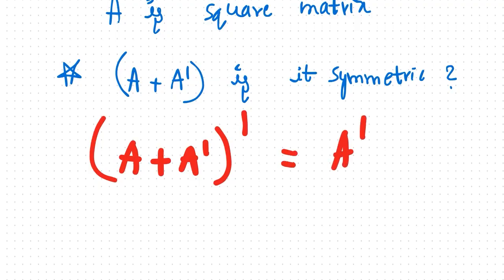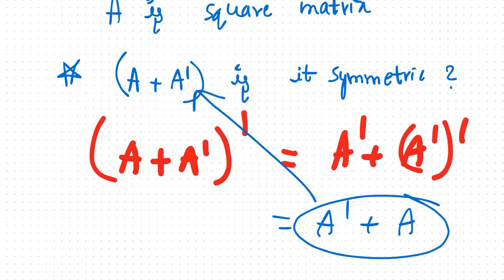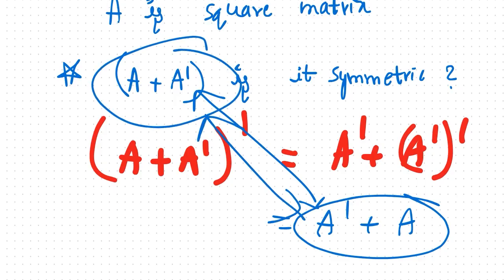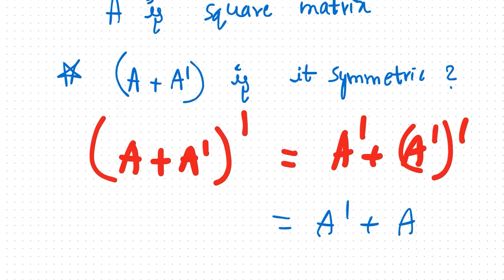So it will be A transpose plus A transpose transpose. A transpose transpose means itself only. So you see, this A plus this, the same thing. The transpose of this was the same thing, so it is called a symmetric matrix.